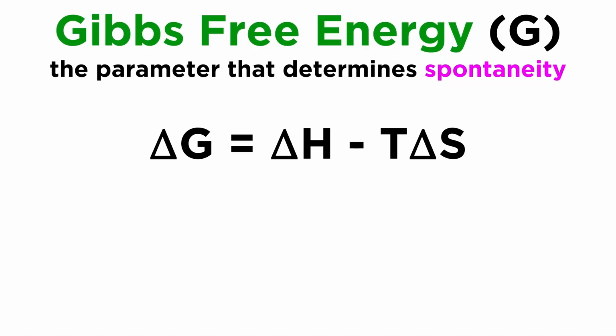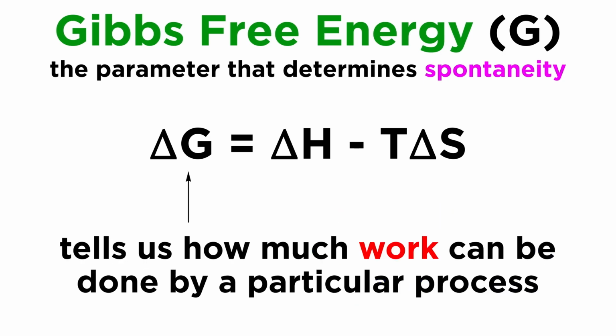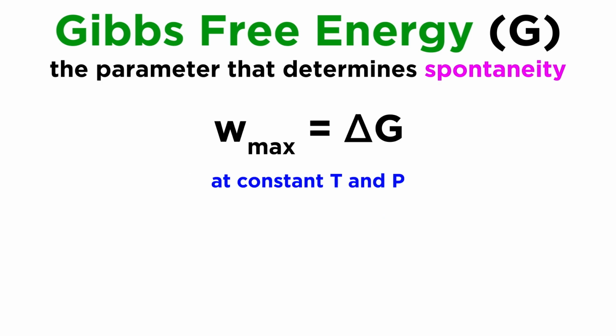As we know, the sign on the change in free energy for a particular process tells us about its spontaneity. Negative means spontaneous. Positive means non-spontaneous, but the change in free energy also tells us how much work can be done by a particular process. In fact, the maximum possible useful work that is obtainable from a process at constant temperature and pressure is equal to the change in free energy for that process, such that W max equals delta G.